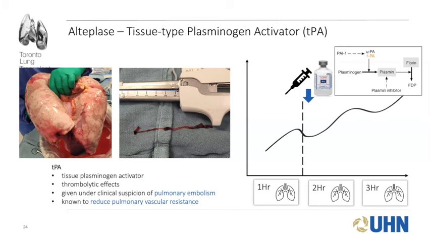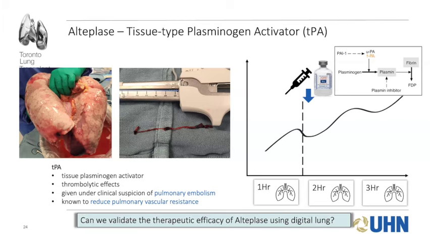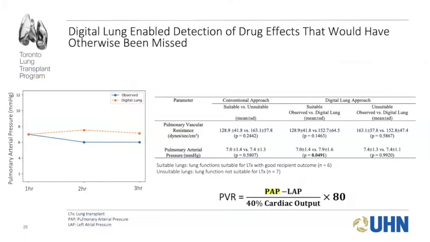And given the protocol of TPA treatment during EVLP, we want to know, can we validate the therapeutic efficacy of alteplase using digital lung? So here we're showing the comparison of parameter values between suitable lungs and unsuitable lungs using both the conventional approach and digital lung approach. Under the conventional approach, we're comparing 2 independent groups, whereas under the digital lung approach, we're using a paired analysis approach for both the suitable and unsuitable lungs.